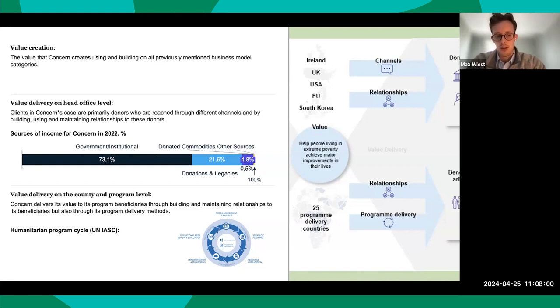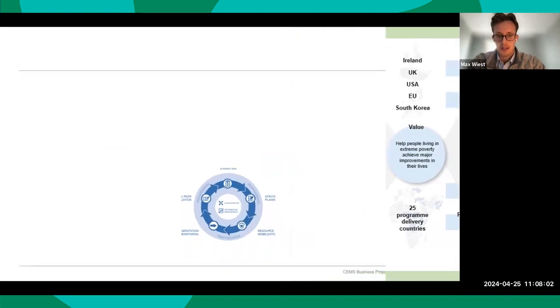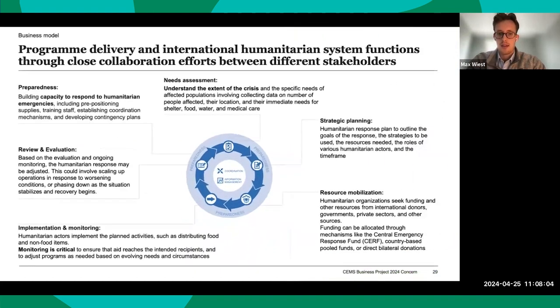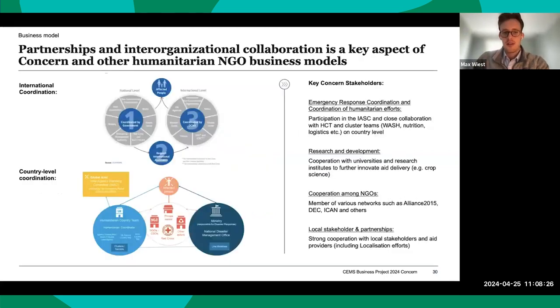Here to point out is, for example, the program cycle that gives a structure to how the organization delivers aid in the country programs. And here we use the UN program cycle to explain a bit how the humanitarian system works on the country level. Yeah, but we won't go into further detail on this.